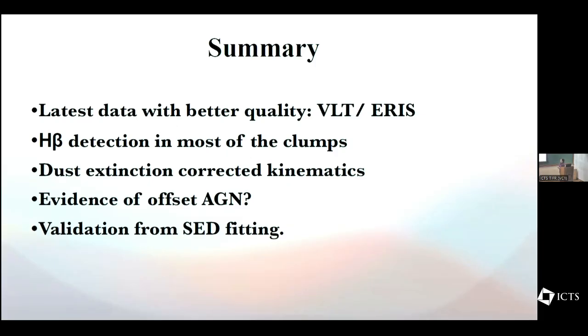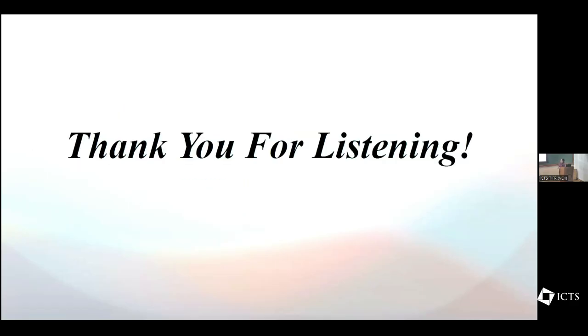And that's the most interesting thing: there could be evidence of an off-center AGN, and we are now trying to validate our results from the SED fitting. Thank you.